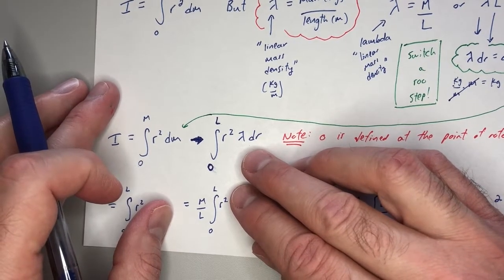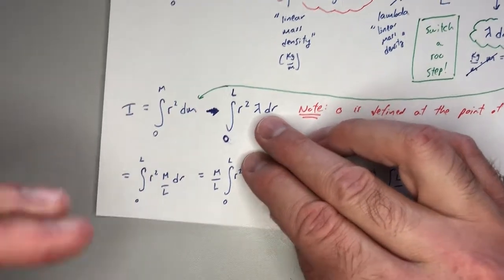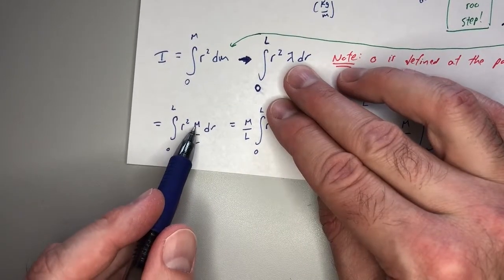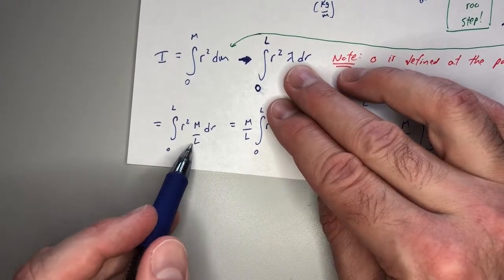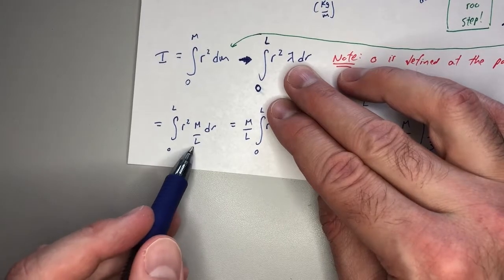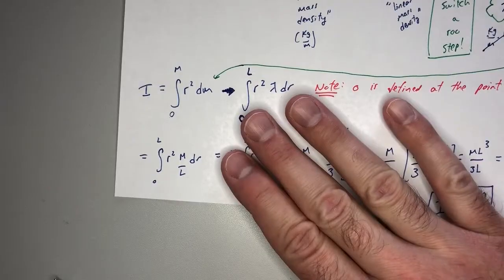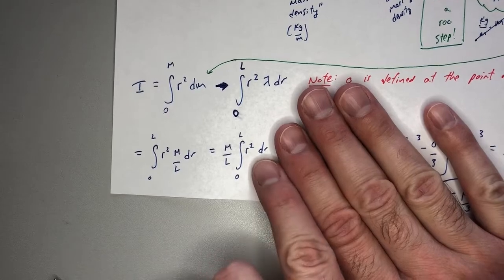This board, it's uniform. Lambda is just a constant. So I can put it in here, but M, that's the mass of the board, the total mass of the board. L is the total length of the board. And if those two things are constant, we can just pull it out front. So we have r squared, we pull the M over L out, and then you all can integrate that.